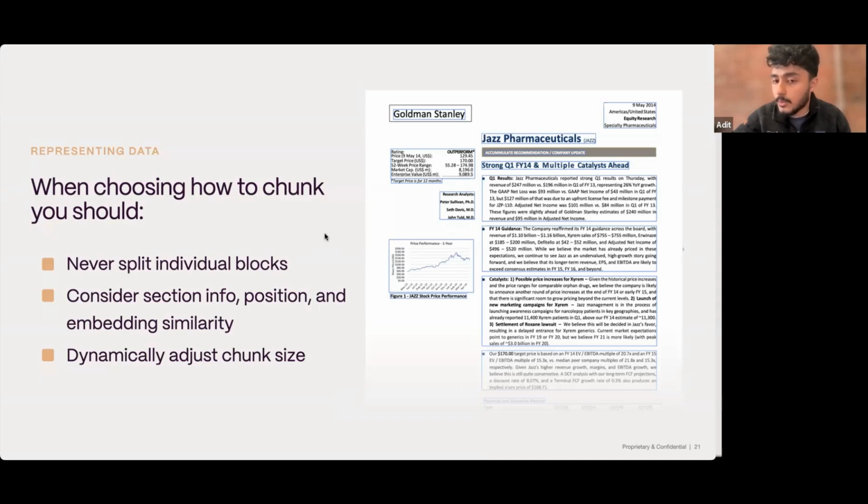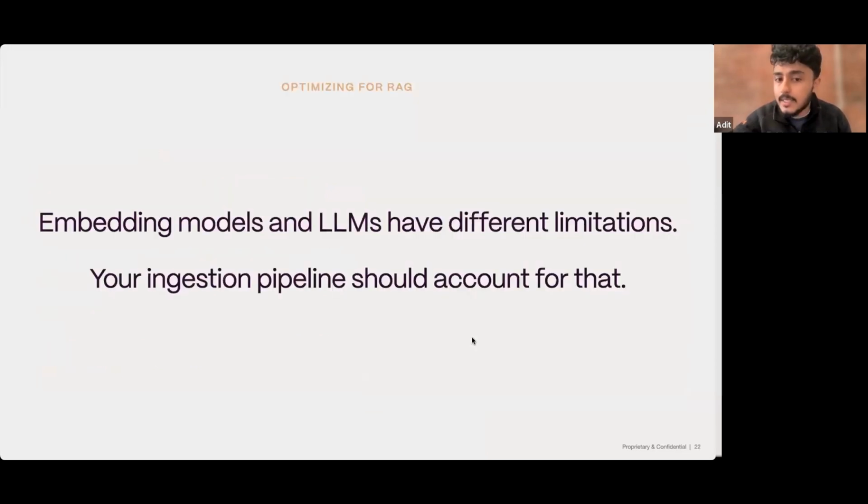A lot of the teams that we work with today tend to do both image inputs and also text-based inputs. So I do think that the way that they've approached chunking has changed over time as well. There are benefits to each, and we can talk through how we look at both. And the last thing before we jump into questions here is the pipeline of optimizing the data for RAG. The only thing that I really want to emphasize here is that ultimately embedding models and LLMs have different limitations, and your ingestion pipeline should account for that.